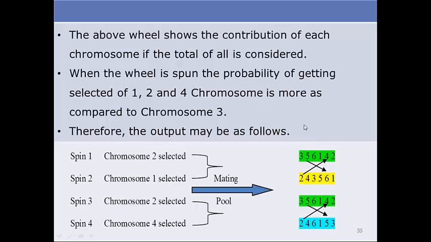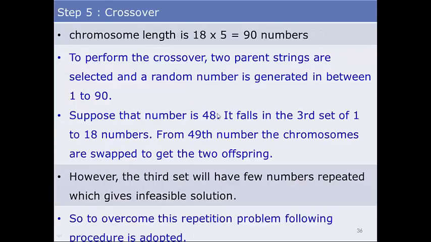Coming to the next point, this slide is showing us the selected chromosomes. According to that particular roulette wheel mechanism, chromosome 2, chromosome 1, chromosome 2 and chromosome 4 were selected. The third chromosome was omitted because these three chromosomes were better, for example. So they were asked to go for crossover. Chromosome length is 18, 5 and 90. To perform the crossover, two parent strings are selected and a random number is generated between 1 to 90.